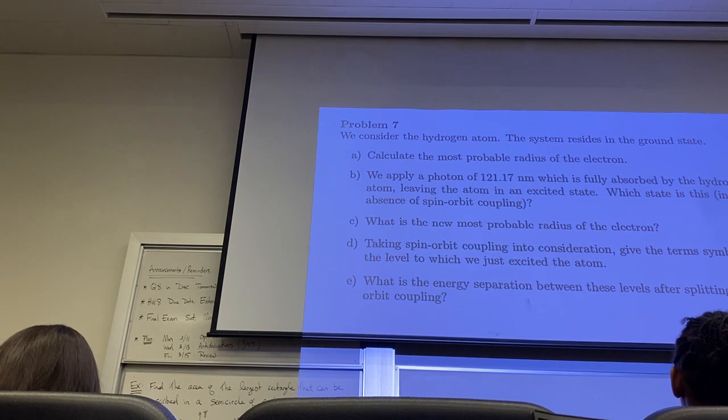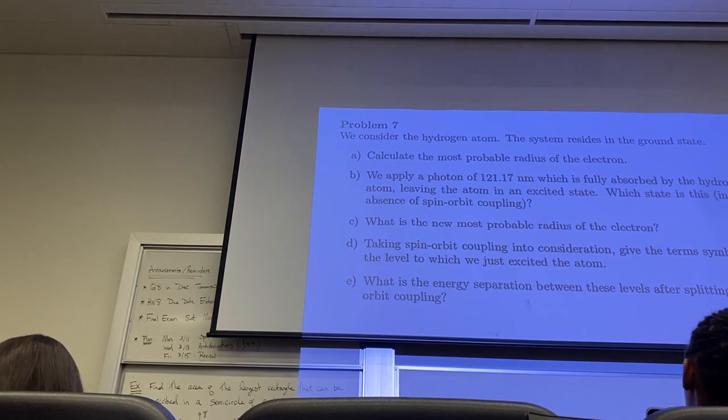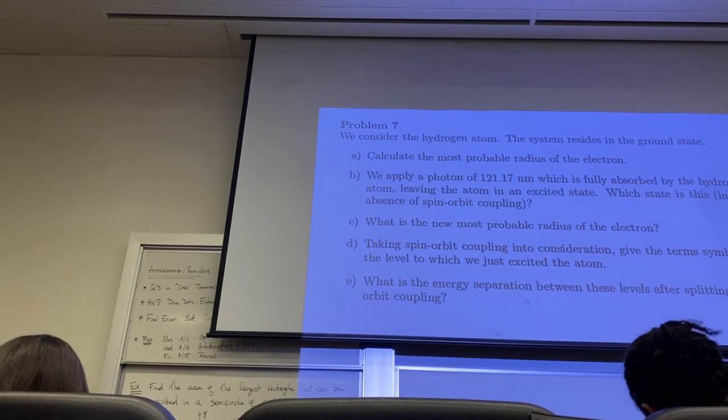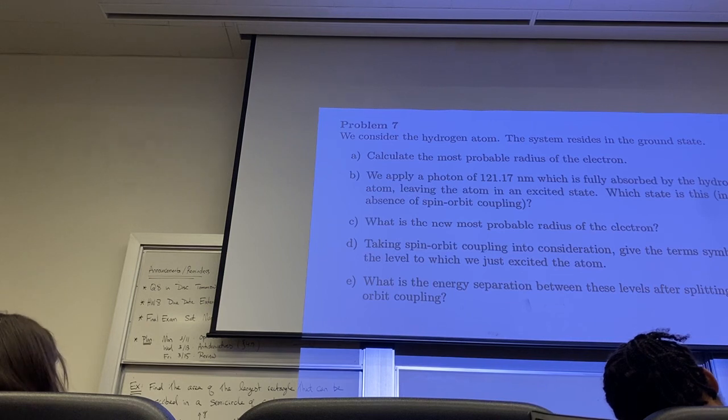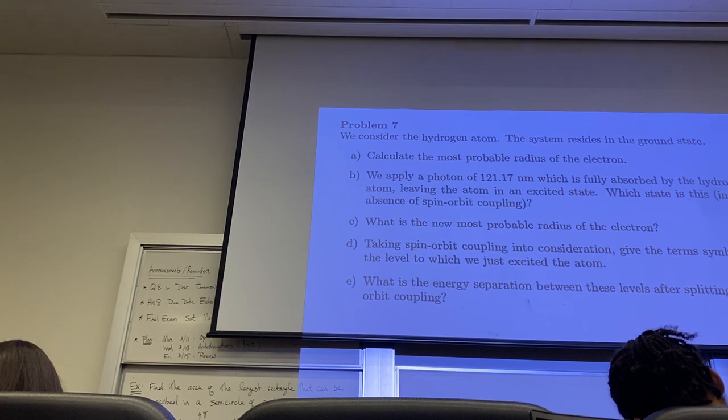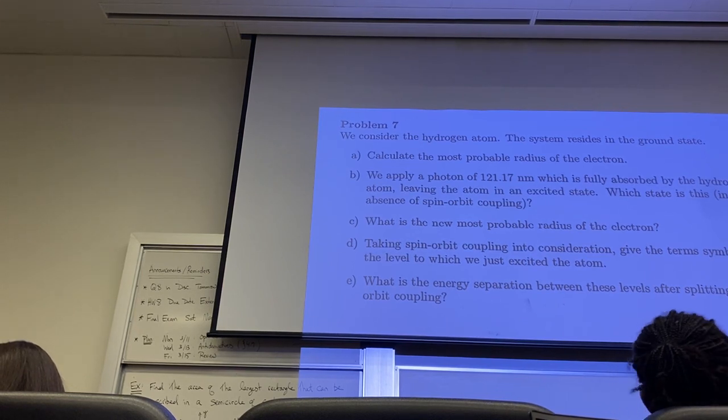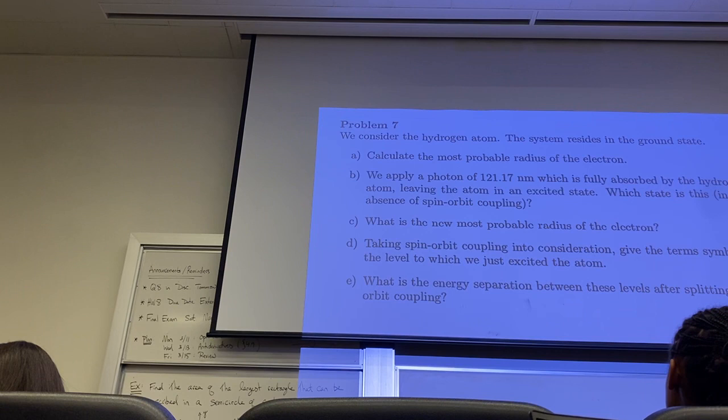Let's talk about the hydrogen atom. The system is in the ground state, it says. First question, oh, this is an early one. Calculate the most probable radius of the electron. How do you do that again? Isn't it the derivative of the radial distribution function P of r? Yes, correct.